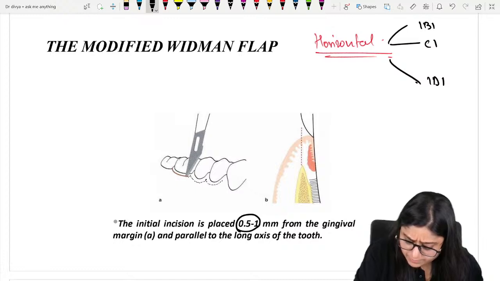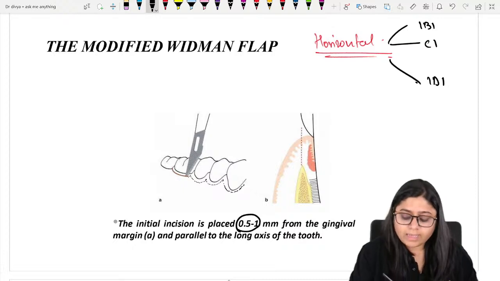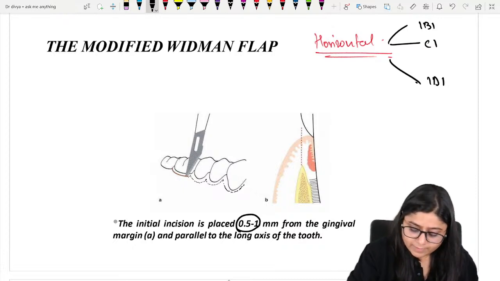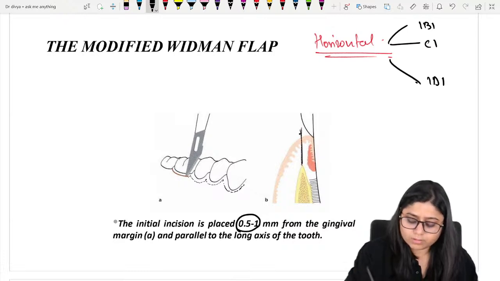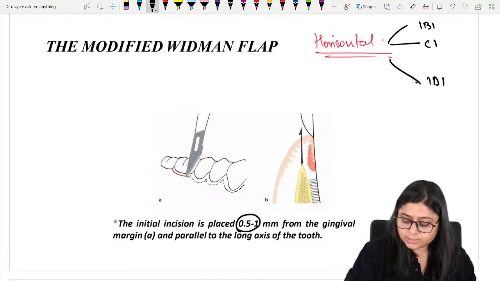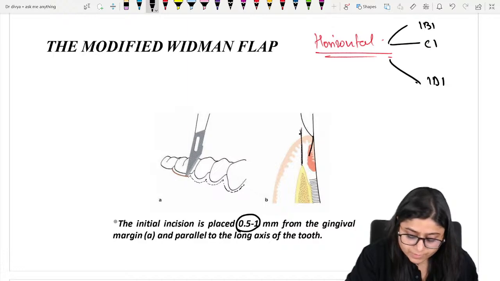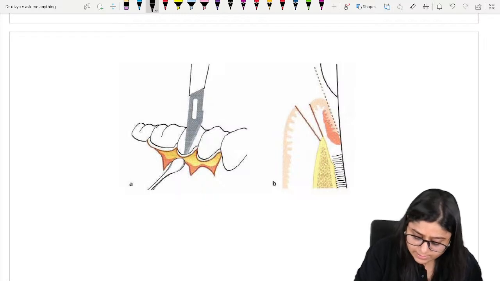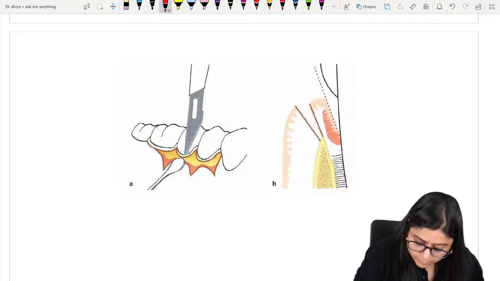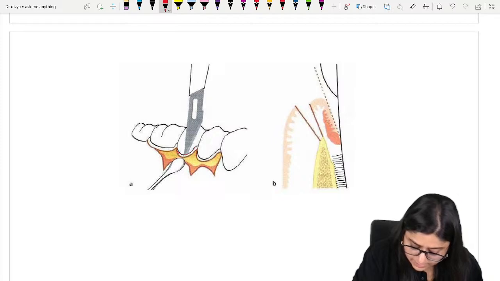This incision which I am giving is the internal bevel incision. Next we give the crevicular incision. The crevicular incision is from the crevice till the alveolar crest. So see here, you can see where the blade is going inside the crevice, inside the sulcus. I hope it is clear.